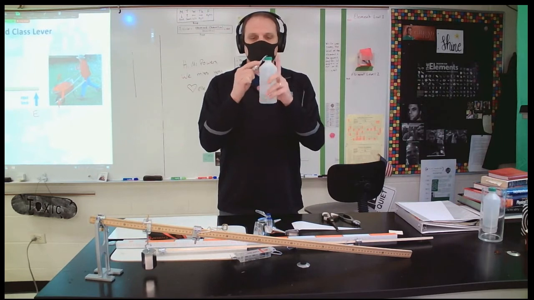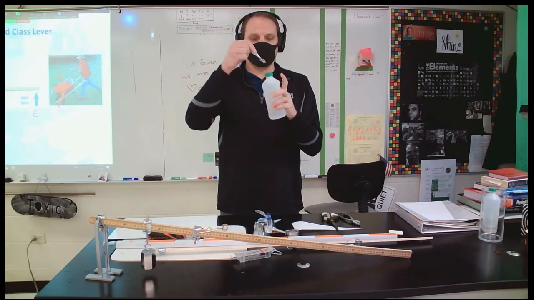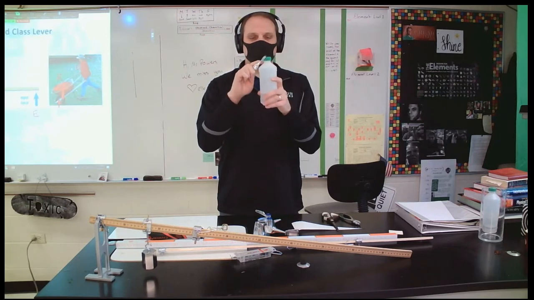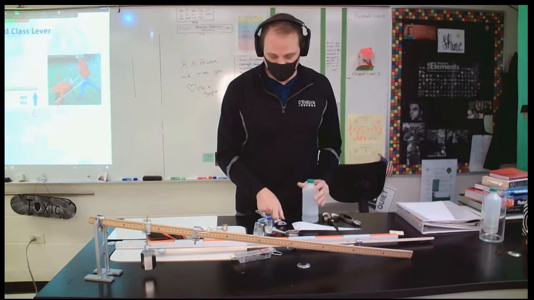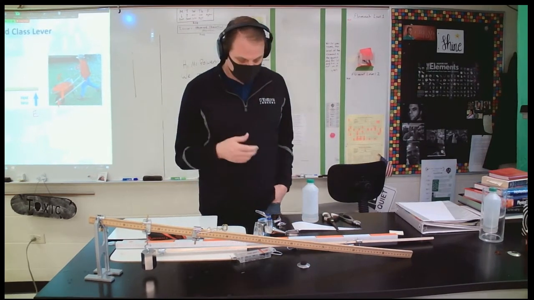And then my effort is down here, right? So I'm moving my effort on one end, the fulcrum is on the other end, and the bottle top opener is right here in the middle, and that's the resistance. So the resistance is in between the fulcrum and my effort, and that pops that open. Okay, so that would be a great example of a second class lever is a bottle opener.